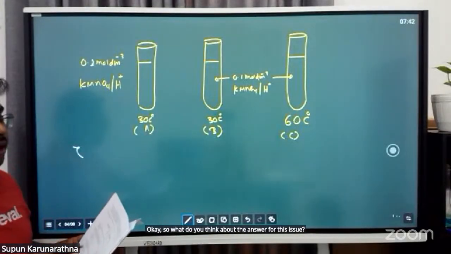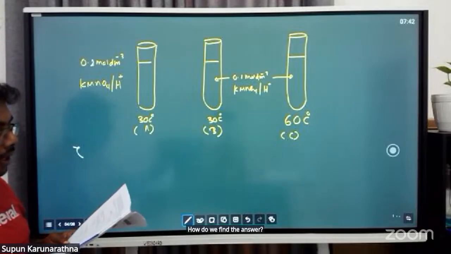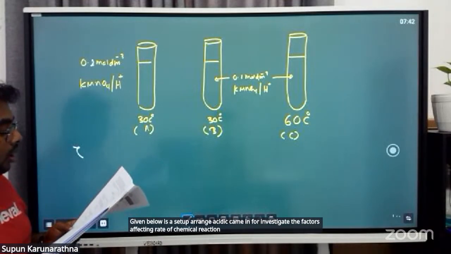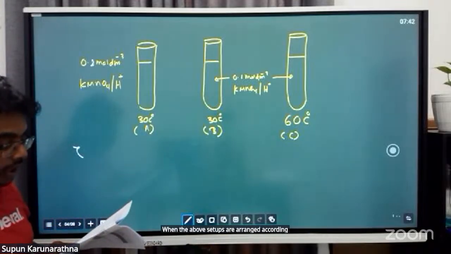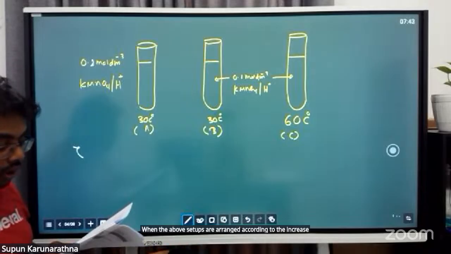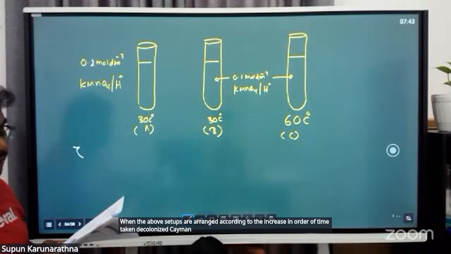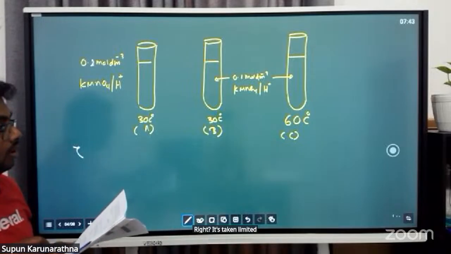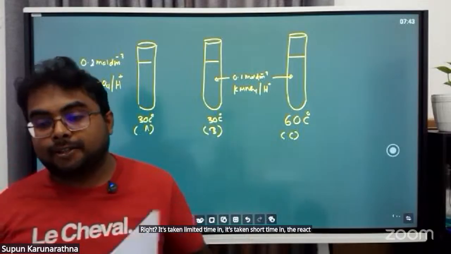How do we find the answer? Given below is a setup arranged with acidic KMnO4 to investigate the factors affecting rate of chemical reaction. When the above setups are arranged according to the increasing order of time taken to decolorize KMnO4, the answer is time taken. If it's taken a short time, it means the reaction occurs fast.